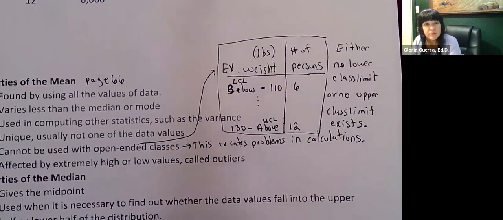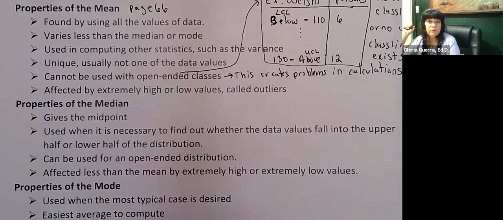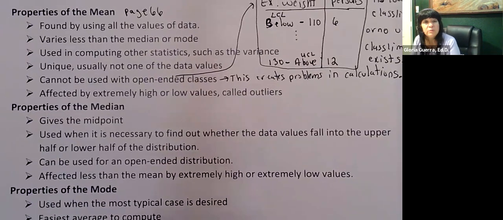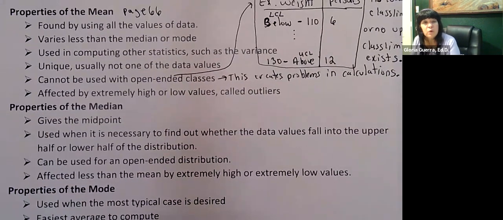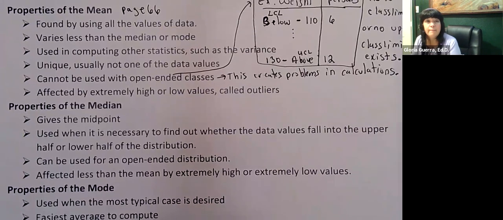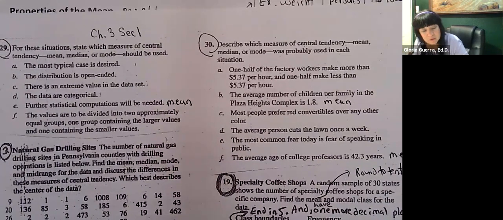Okay, next we're looking at the median. Median gives the midpoint. It's used when it is necessary to find out whether the data values fall in the upper half or the lower half of the distribution. It can be used for an open-ended distribution, and the median is affected less than the mean by extremely high or extremely low values. Okay, so when I look at the median, 29 and 30, for 29, the median would be B, the distribution is open-ended.